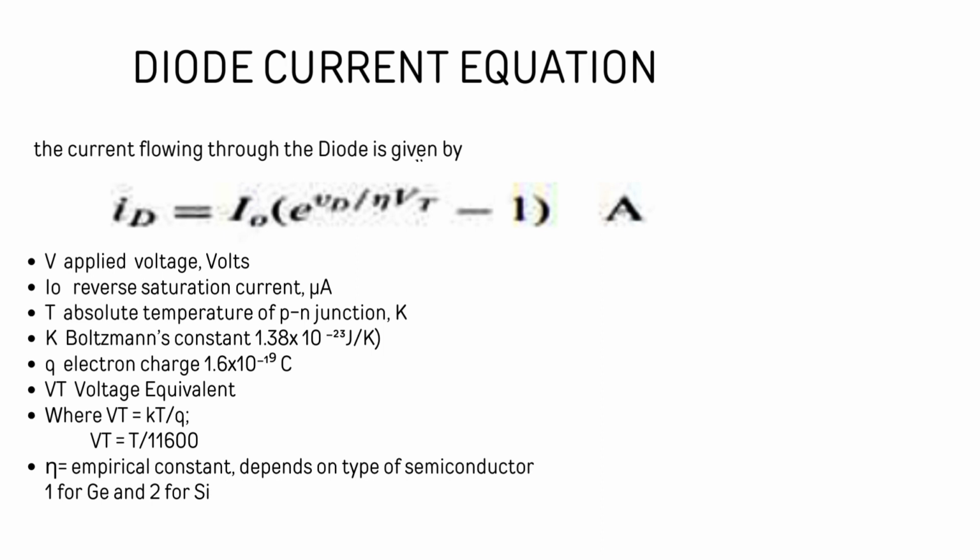By substituting the values of the Boltzmann constant and charge, the value of V_T equals T by 11,600, where T is the absolute temperature. Eta is an empirical constant depending on the type of the semiconductor. Its value is 1 for germanium and 2 for silicon.